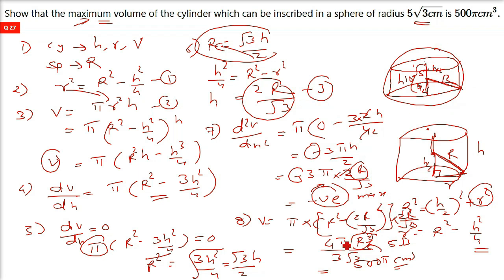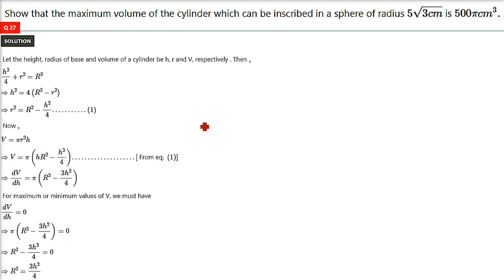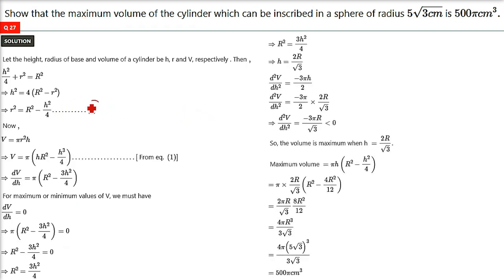Alright, so the whole step is the diagram first. From the diagram you get r square equals capital R square minus h square by 4. That defines this question. If you are able to make this, that is the key. I'm again reiterating, equation 1 is the most important aspect of this question. Differentiation, double differentiation, equating it to 0, putting the value of 5√3, it can be done by you.